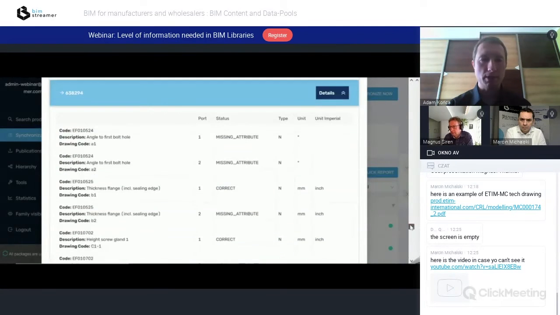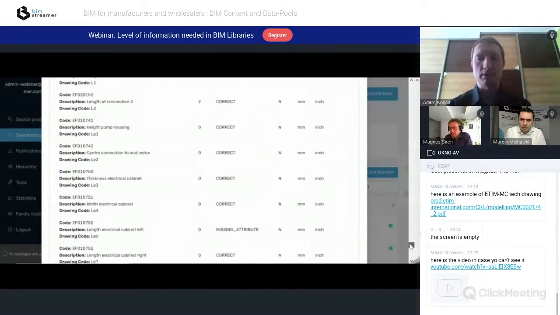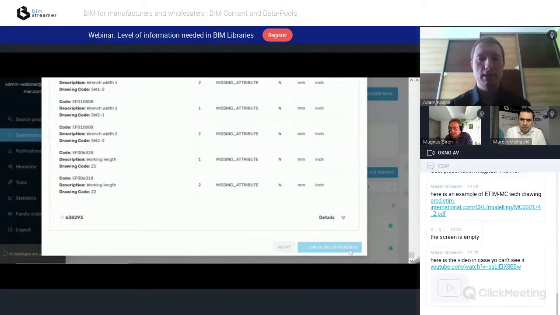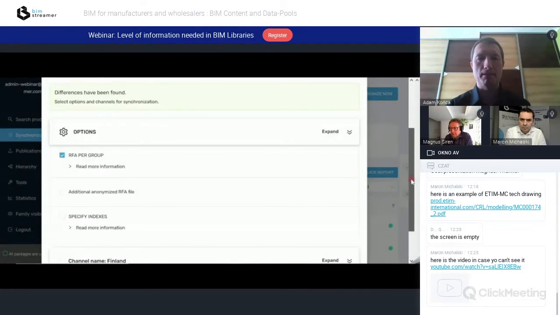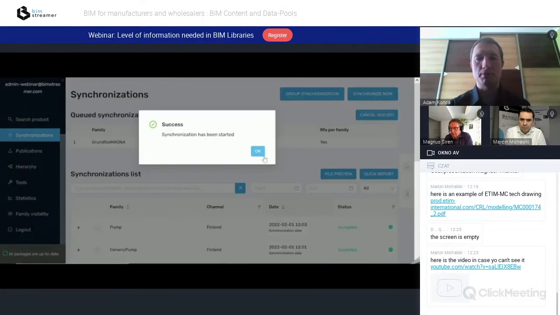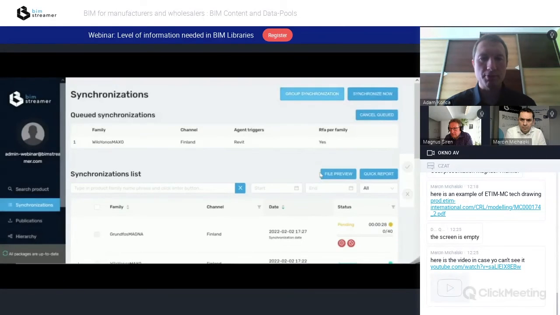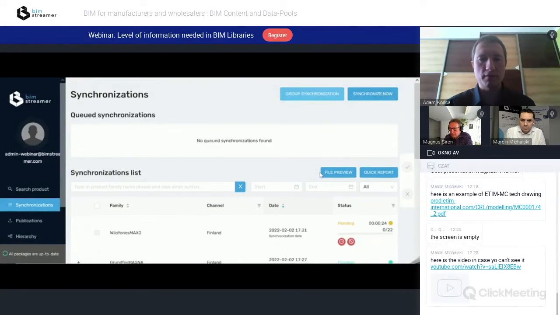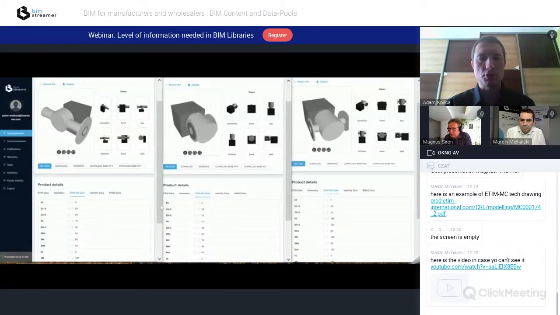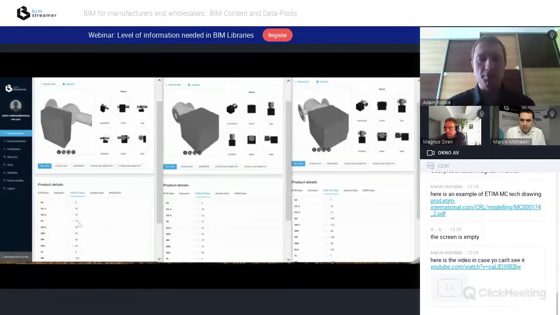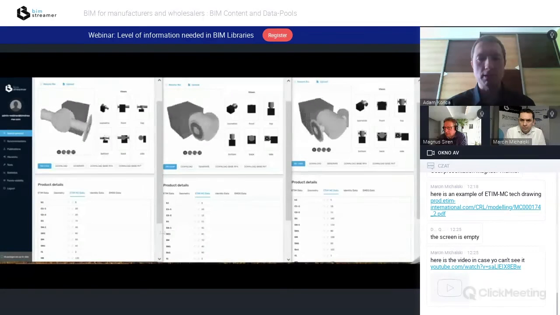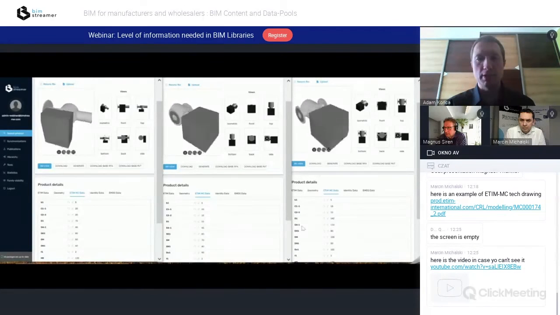In this case, we have EMDG validation, where you can see the data from the table which Magnus already presented, and here was the ETIM-MC information about the attributes which are available and which are missing. Now we are going to synchronize the products for Finland channels for those two families. Grundfos is already finished. Now Wilo is in progress. And in a moment, you will see the comparison of those three products. And you can see that the geometry is different. And that's because we have provided different ETIM-MC data from the data pool, which updates the geometry.